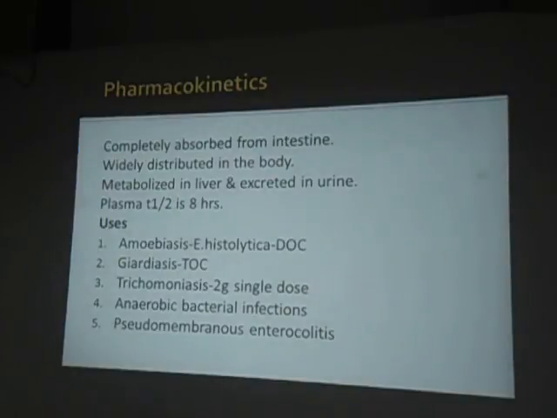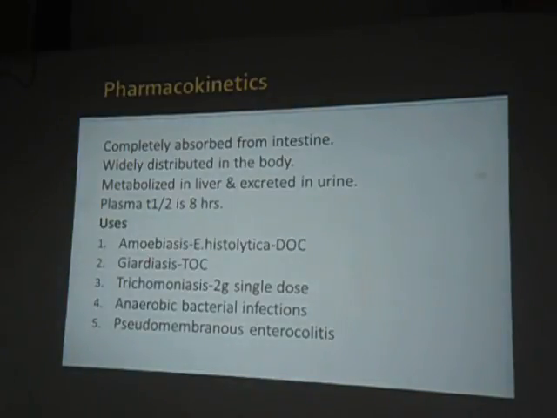We use it for amoebiasis and giardiasis. In amoebiasis with Entamoeba histolytica, it is the drug of choice. In giardiasis, again it is the treatment of choice. Giardiasis presents in the form of abdominal cramps and diarrhea. Amoebiasis has a similar presentation. Trichomoniasis presents with discharge and itching, and with bacterial infections.